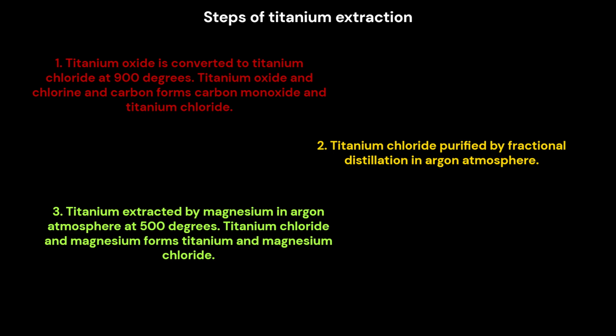Steps of titanium extraction. 1. Titanium oxide is converted to titanium chloride at 900 degrees. Titanium oxide, chlorine and carbon form carbon monoxide and titanium chloride. 2. Titanium chloride is purified by fractional distillation in an argon atmosphere. 3. Titanium is extracted by magnesium in an argon atmosphere at 500 degrees. Titanium chloride and magnesium form titanium and magnesium chloride.